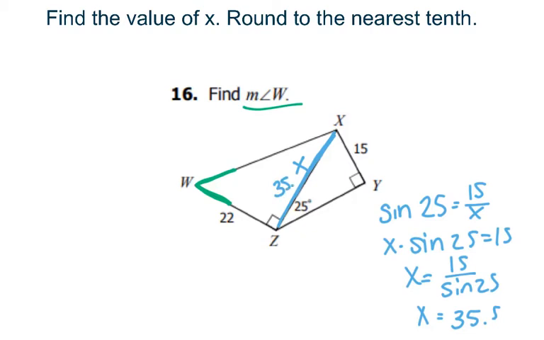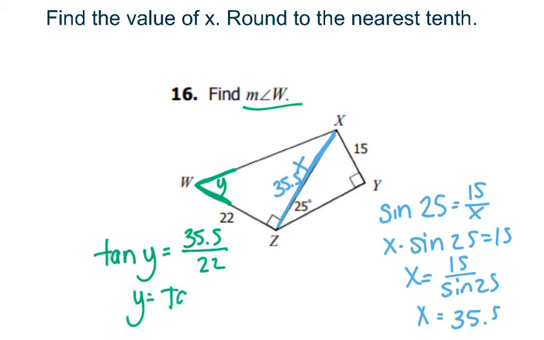So if I know that this equals 35.5, I can use another trig function for that left side triangle. So, let's see. I could do the tangent of, let me put a y right here. Y equals 35.5 divided by 22. And then, of course, since I'm trying to find an angle, I'm going to use inverse tan. And I'll just type this in my calculator. And I get 58.2. And that is a degree symbol because we were looking for an angle measure.